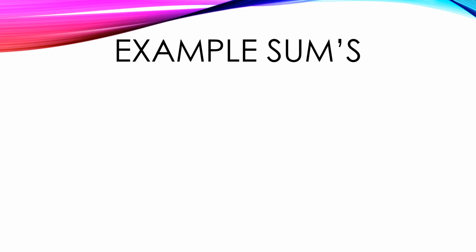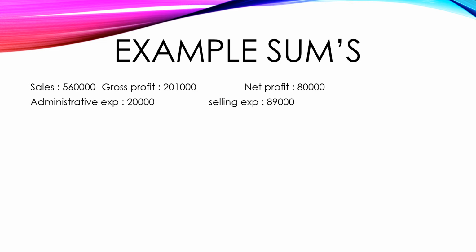In every problem, first we want to see the given question. The given sales are 5,60,000, gross profit 2,00,000, net profit 80,000, administrative expenses 20,000, selling expenses 89,000. We are going to solve the problem. First, we want to find the gross profit.